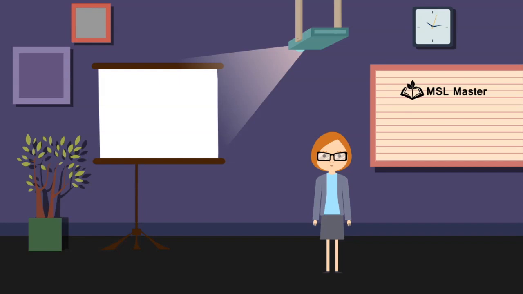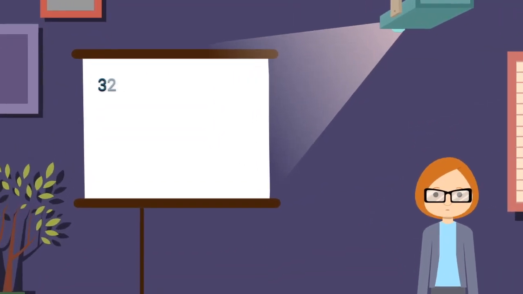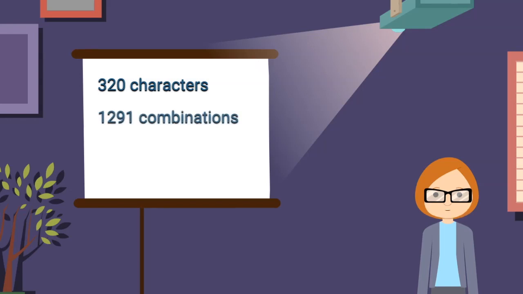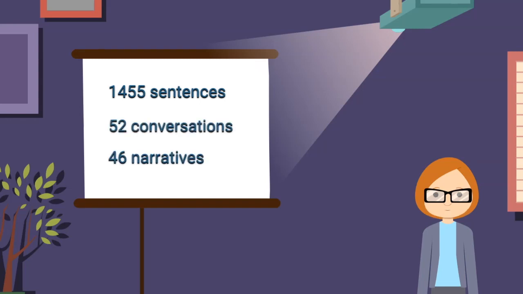During this entire Chinese reading and writing course, together we've got to know 320 characters. 19 of them are special characters with two readings. Using these characters, we're able to learn 1,291 words and combinations, 34 grammar points. The really amazing thing is all the exercises we have completed: 1,455 sentences, 52 conversations, and 46 narratives.